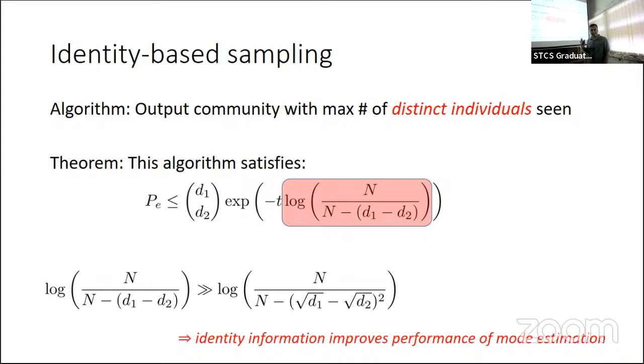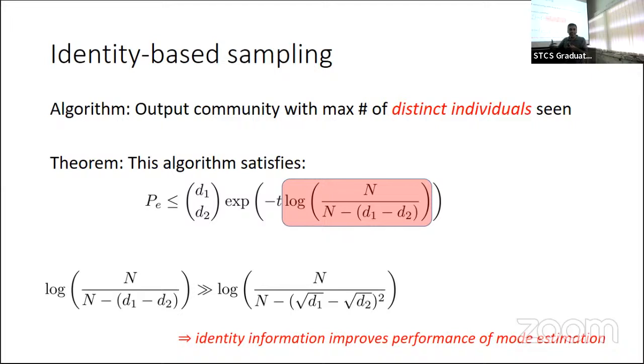What is interesting is that if you compare this decay rate for the identity-based case, it is in general going to be much larger than the decay rate in the previous slide corresponding to the identity-less setting. In other words, the rate at which the probability of error decays is significantly faster for the identity-based setting than it is for the identity-less setting.